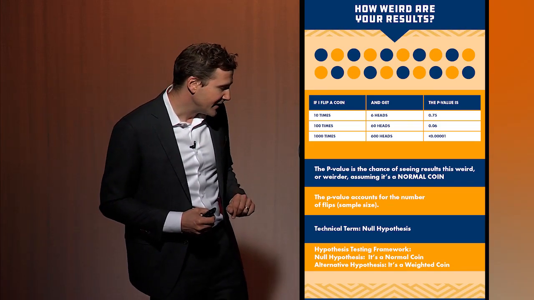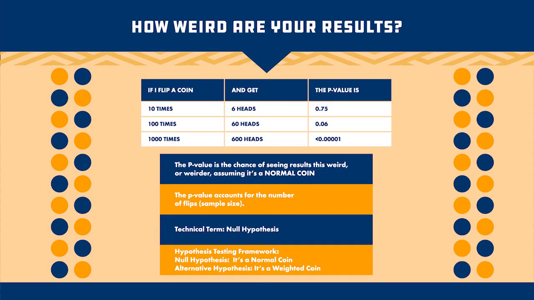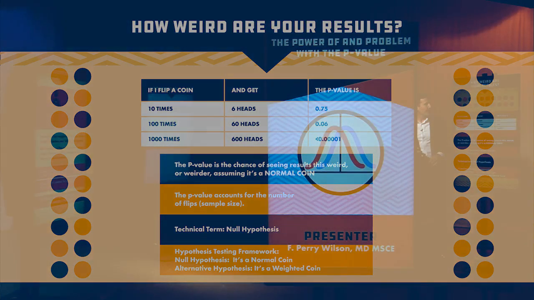So the hypothesis testing framework is just this. The null hypothesis, it's a normal coin. The alternative hypothesis, it's a weighted coin or a coin that's kind of special, different in some way so that it comes up heads more often. All right.